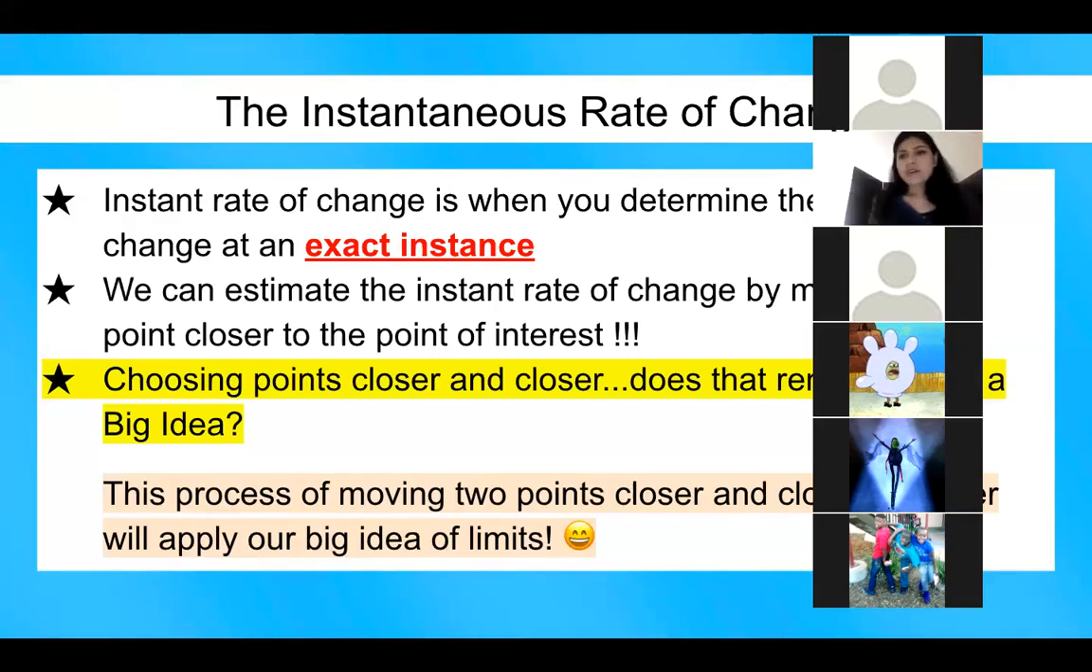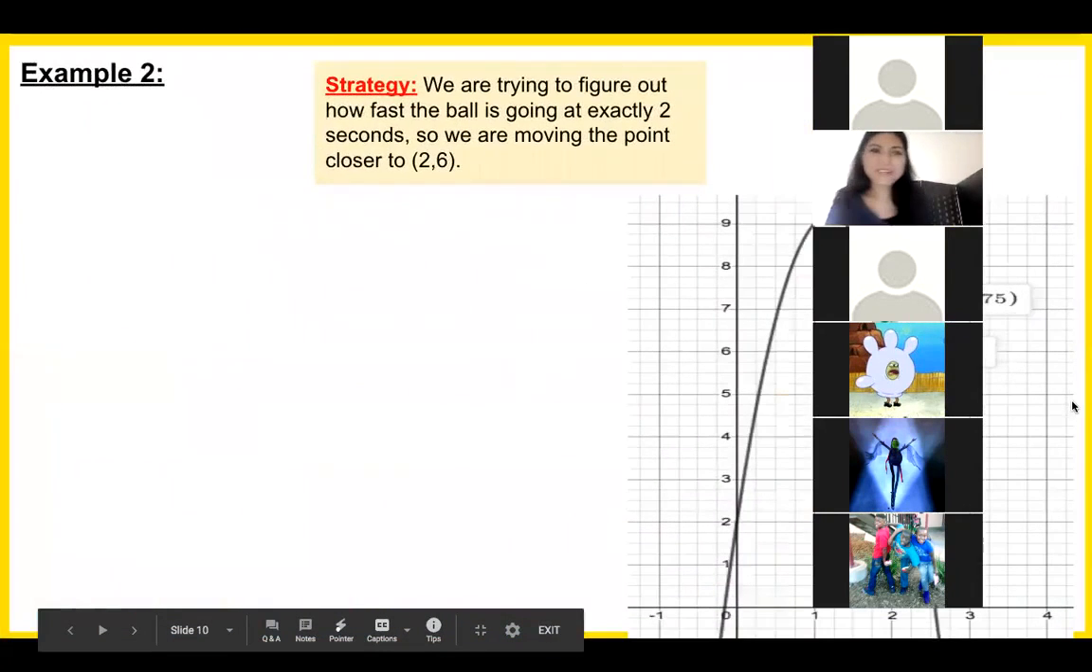So our goal now, we're still going to be looking at that ball problem again, but this time we're going to try to find the instant speed at 2 seconds. How fast is it going exactly at that time? And again, we're going to be doing the process of the second bullet point. We're going to estimate it by moving that other point closer to it. Let's do it. All right, y'all.